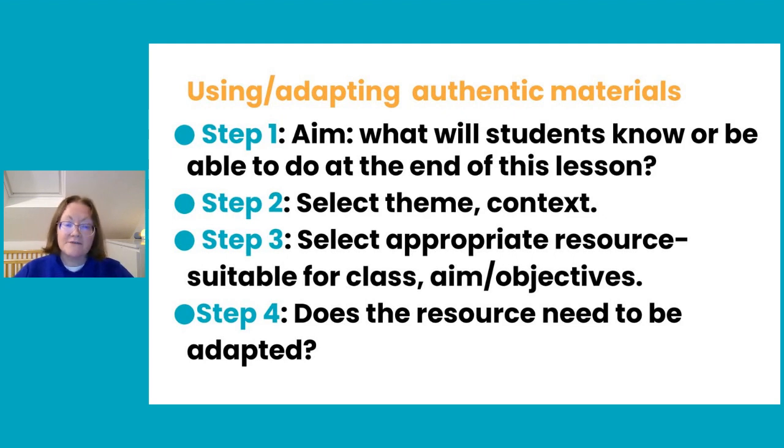So the first thing we want to do is have our aim very, very clear for the class. What will students know or be able to do at the end of the lesson? We don't want to just do something because it's fun. We want to do it because, well, hopefully it's fun, but mainly because it's teaching them something. They will be able to do something better at the end of the lesson than they were at the beginning. So always start with: what do I want to achieve in this class?